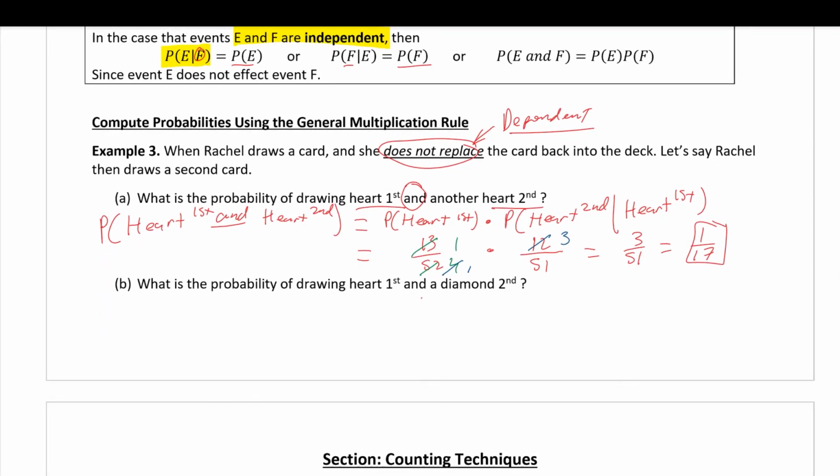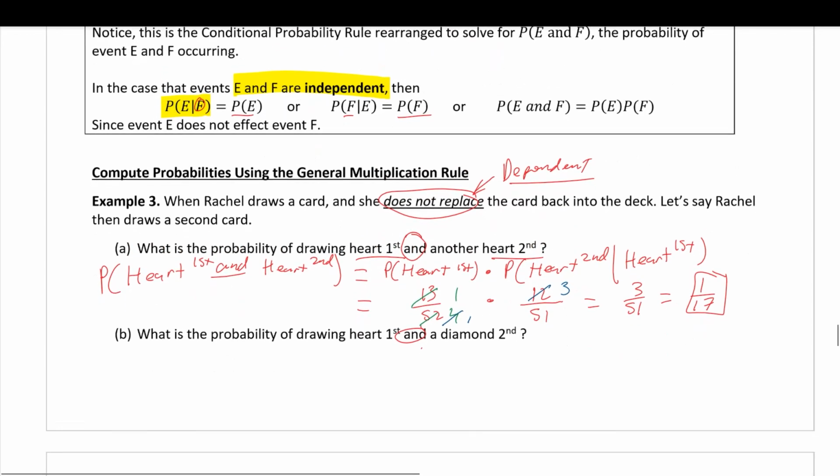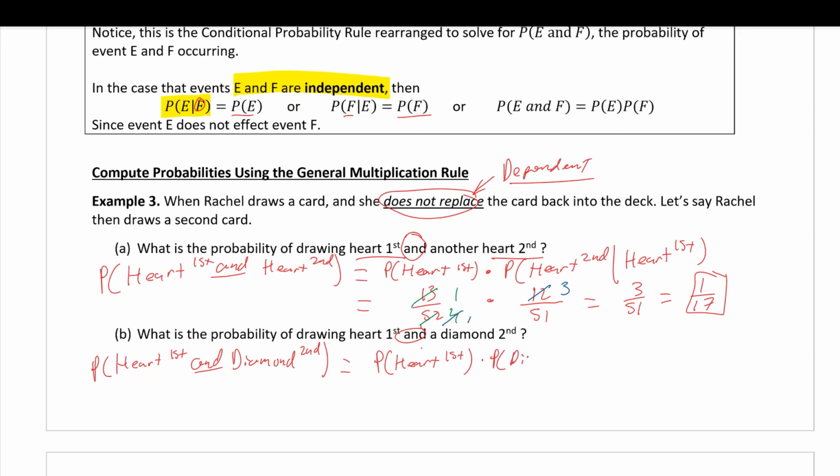And the second one here, again, what is the probability of drawing a heart first and a diamond second? Again, it's one of these and probabilities, so it's going to follow this formula here, because they are dependent events. So we're getting a heart first and a diamond second. It'll be slightly different. There is the probability of getting a heart first times the probability of getting a diamond on the second draw, on the condition that the first one we know was a heart.